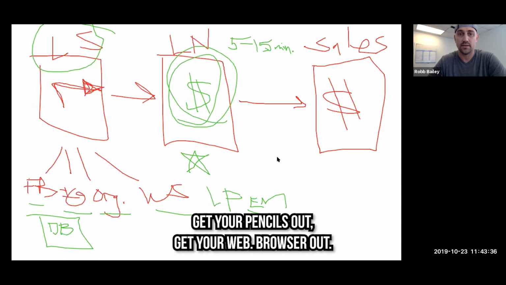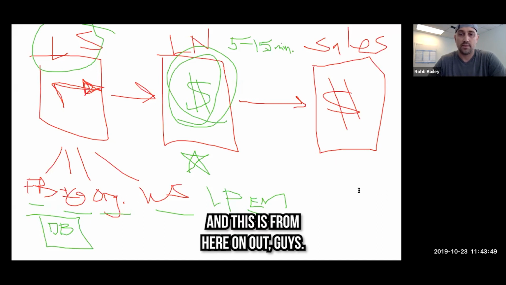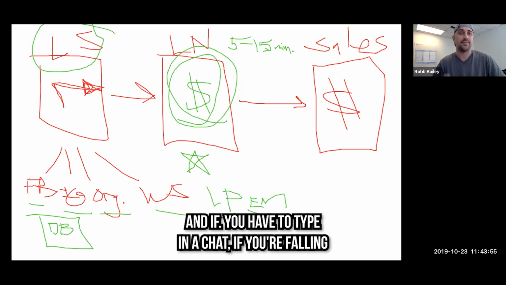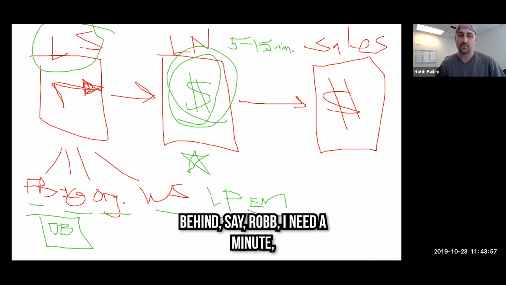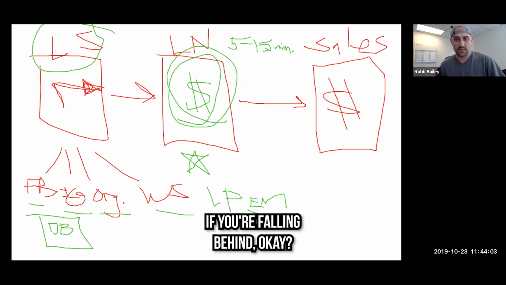So get ready, get your pencils out, get your web browser out. Oh, wait. Okay, cool. Everyone's good? 1, 1, 1, 1, 1. Okay. And from here on out, guys, I'm going to give the screen to Haplin. We're going to go fast. And if you're falling behind, type in the chat, say, Rob, I need a minute, or Rob, I have a question. Haplin's going to go fast. I'm the guy who will slow things down if you're falling behind.